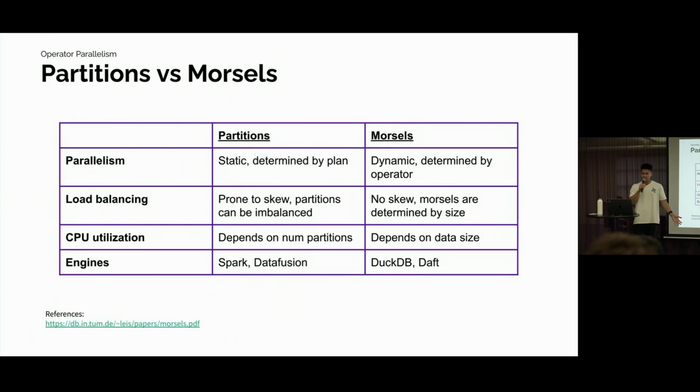Again, trade-offs. Parallelism in a partition-driven model is static. It's determined by the plan, whereas in a morsel-driven setting, it's dynamic, determined by the operator. Load balancing, which is something that Desmond alluded to earlier. In partition-based parallelism, you could have a lot of skew between your partitions. For example, if you had a filter, and one file is really selective on that filter and the other isn't, you're going to have imbalanced partitions between the two. However, in morsel-driven parallelism, there's no skew because morsels or partitions are determined by your size. CPU utilization depends on number of partitions, depends on data size. Engines like Spark and DataFusion use partitions. DuckDB and us, we use morsels.